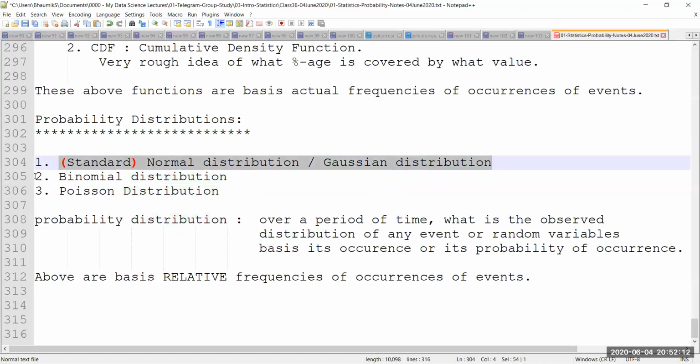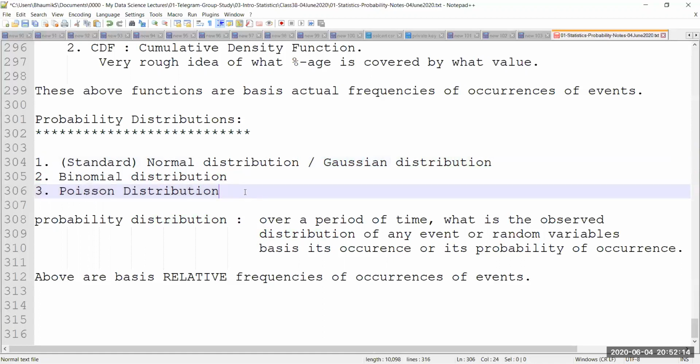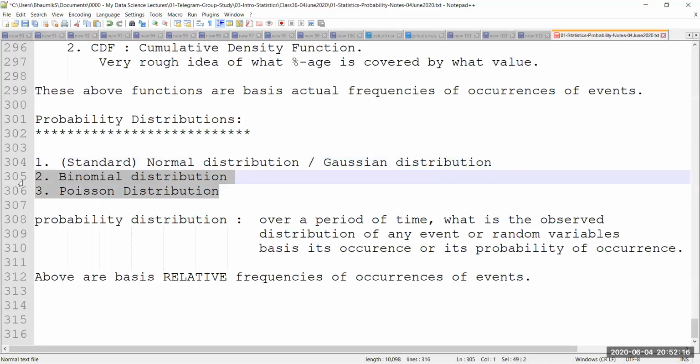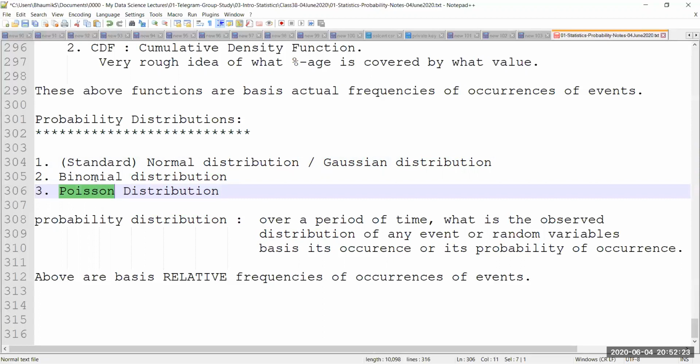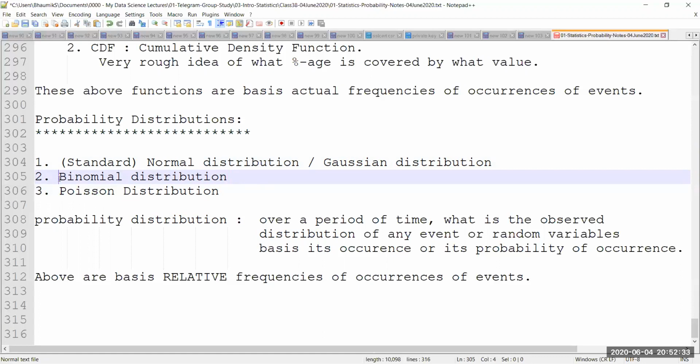Why? Because our objective is to understand these distributions, in what cases they are used, and why we need to convert an ideal condition, a Poisson or a binomial distribution, into a normal distribution so that you can apply some statistical techniques on top of it. So that's what we are going to do. So let's start with binomial distribution.